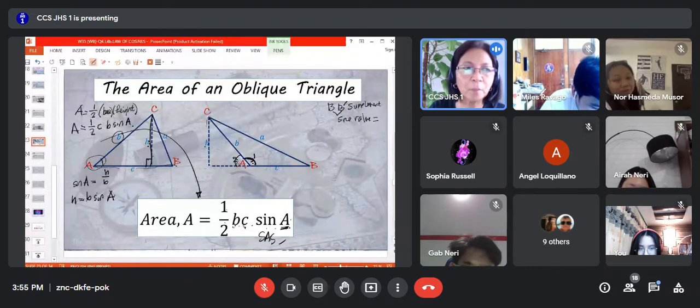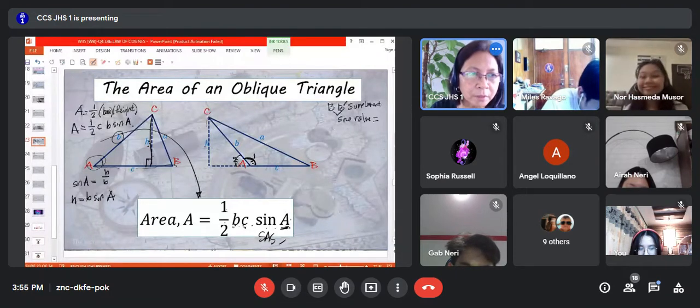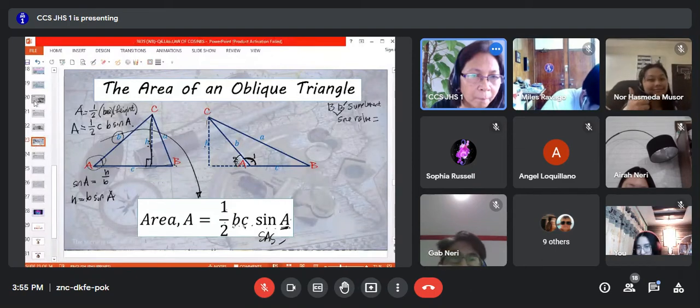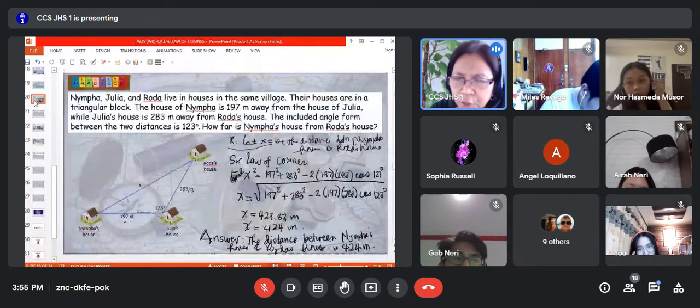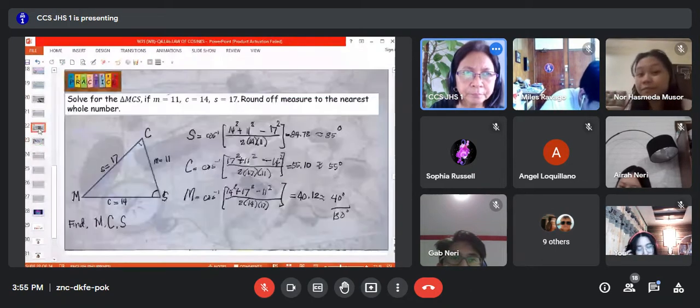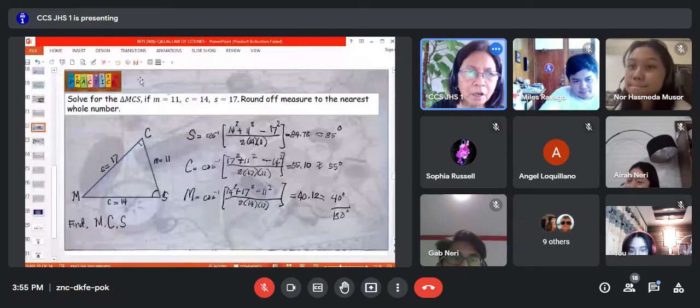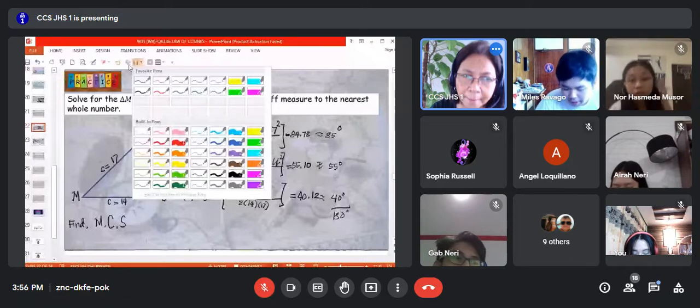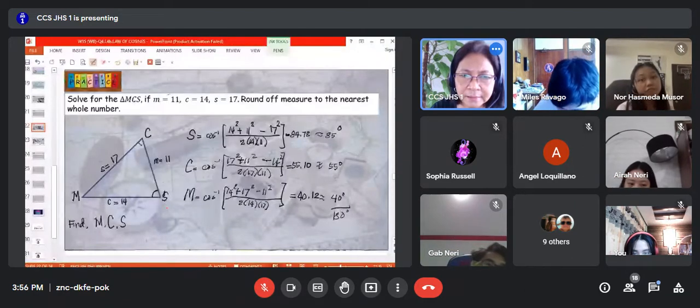Questions? Now let's go back to our problem here. Let's find the area of this triangle. Find the area of triangle MCS.